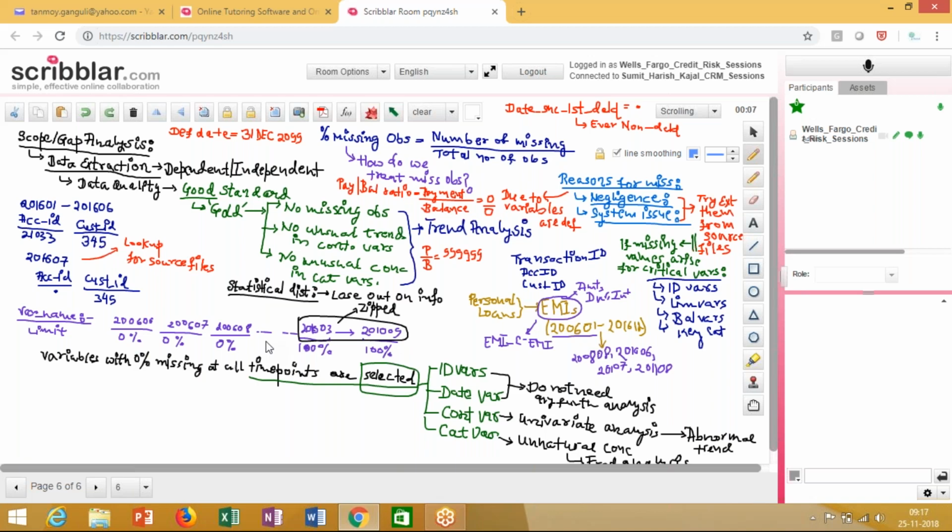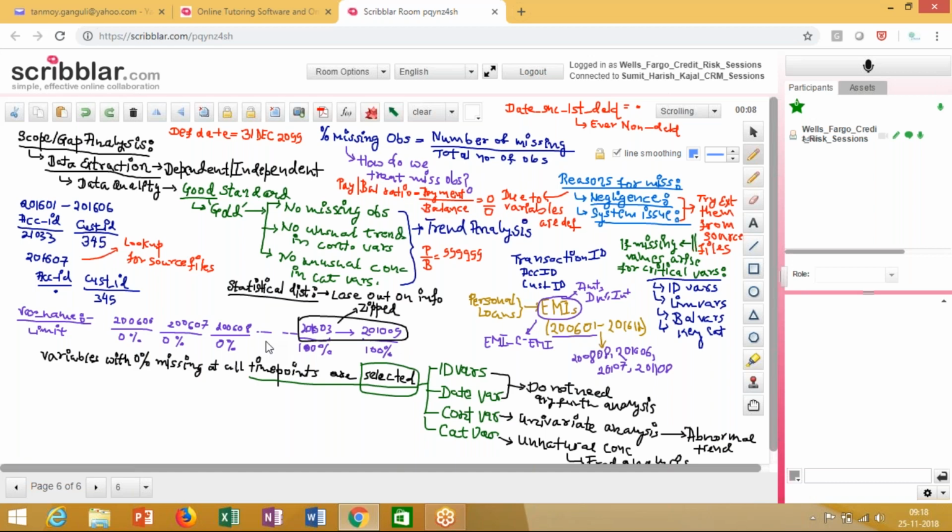So basically, the first thing is ID variables. ID variables are unique identification variables, and we expect that there must be 0% missing. So there should not be anything missing. The second set of variables is the date variables. Date variables are variables which are key dates like account opening date, as-on date, reporting date, date of last delinquency, date of recovery, date when recovery was initiated, and so on.